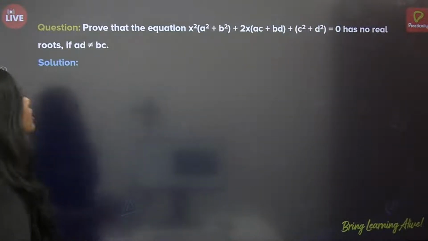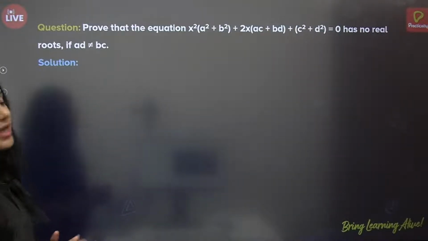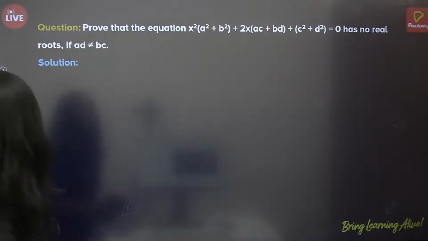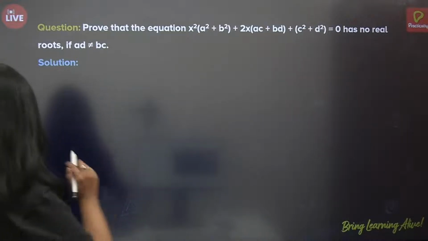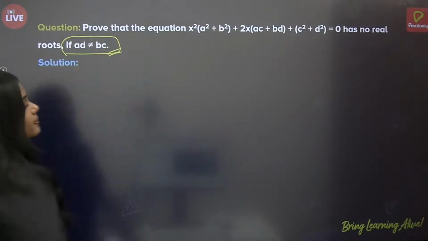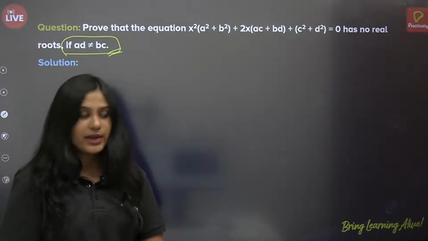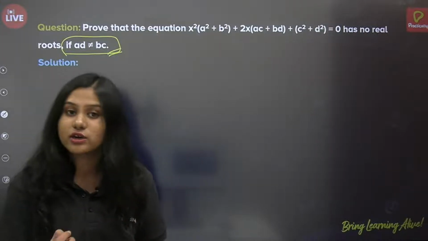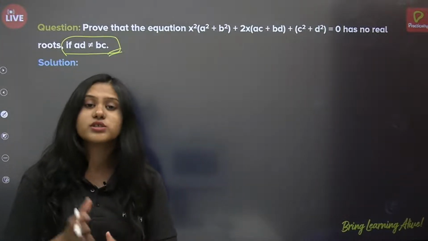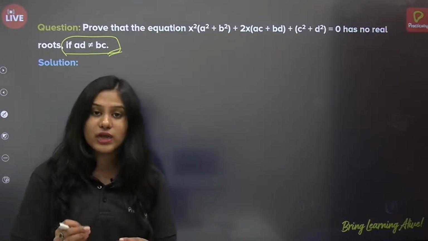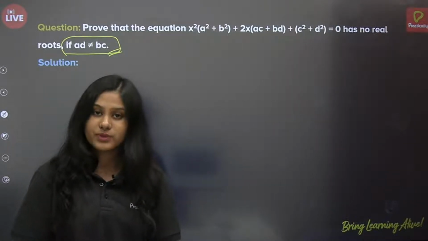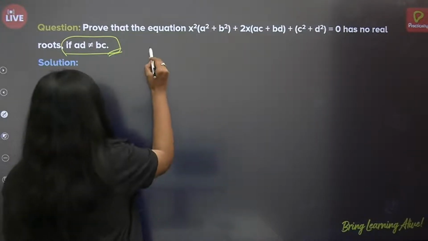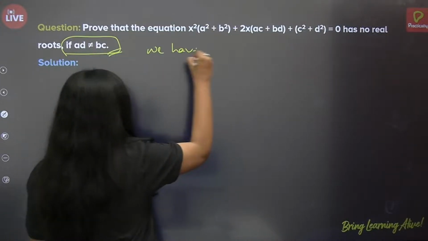Next, prove that the equation x square of a square plus b square, plus 2x of ac plus bd, plus c square plus d square equals to 0 has no real roots if AD is not equal to BC. Okay, this is the condition given, correct? Now what do we have to prove? That this equation has no real roots. So at the end of the solution, we have to prove that discriminant is less than 0, right? So come on, let's see how we do it. So we have to prove what?